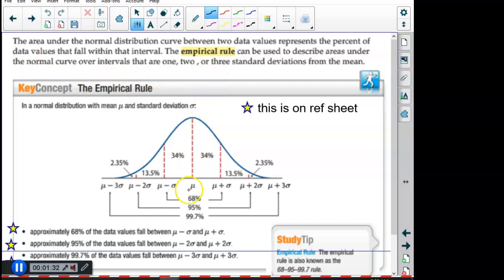All right, so the empirical rule is also called the 68, 95, 99.7 rule. Okay, so it's on your reference sheet. What you need to know is that the first, it's one standard deviation, then add another standard deviation. If you go to the left, you're taking away standard deviations.